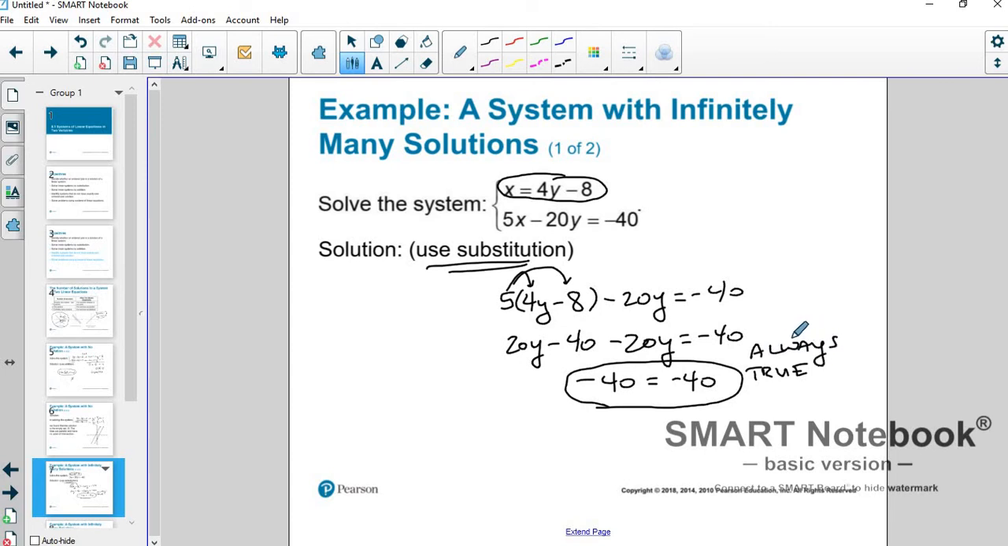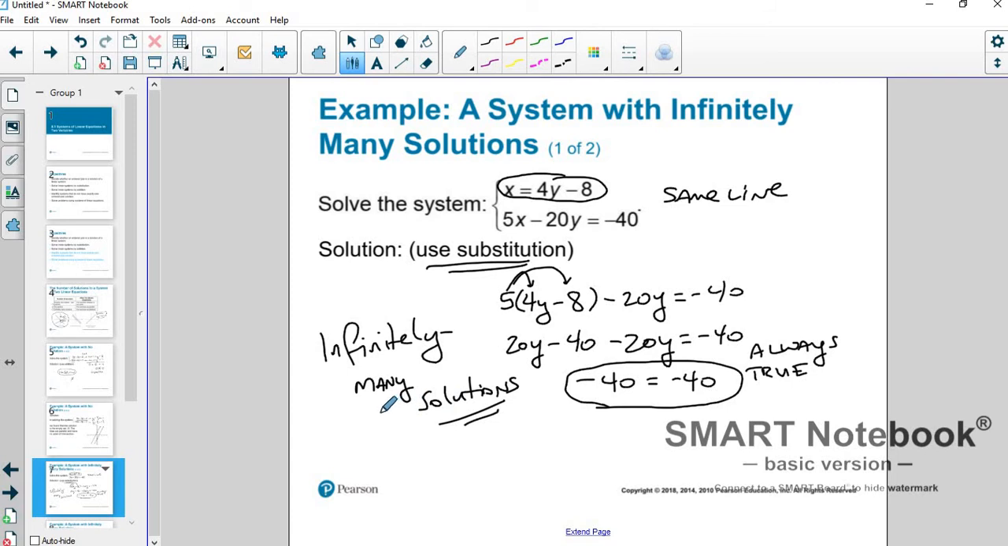So what does that mean? What that means is that these two lines share the same points in common, which means they're the same line. All right, and so we have infinitely many solutions. But here's the thing. You can't just say infinitely many solutions, and you can't just say all real numbers, because it's not all real numbers, right? There's lots of points that are not on this line. So you have to describe what those infinitely many solutions look like.